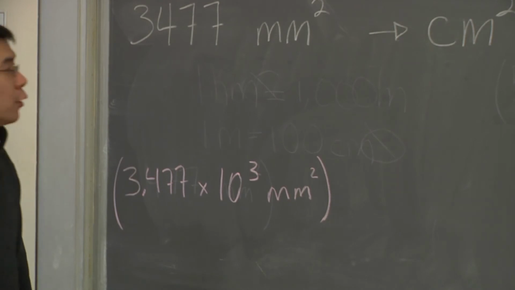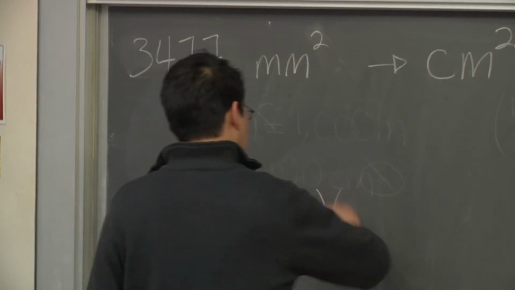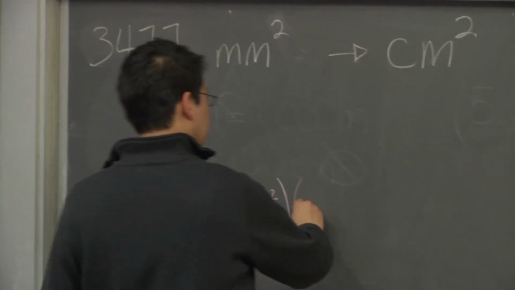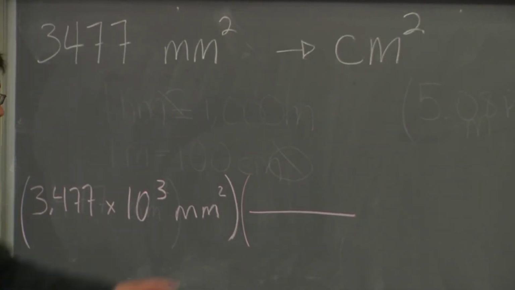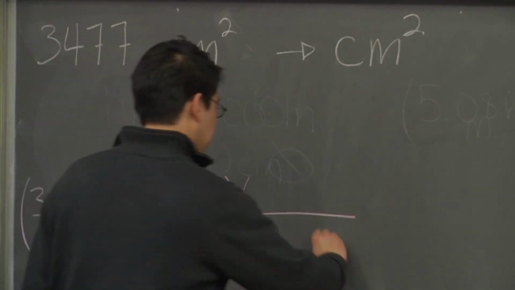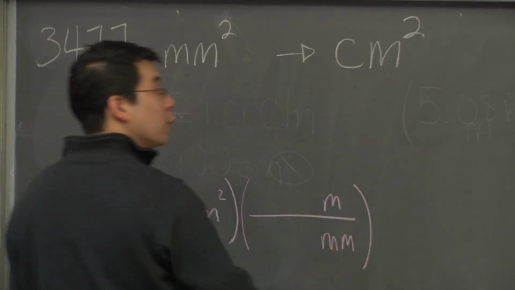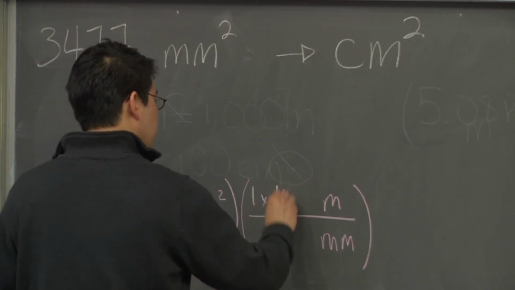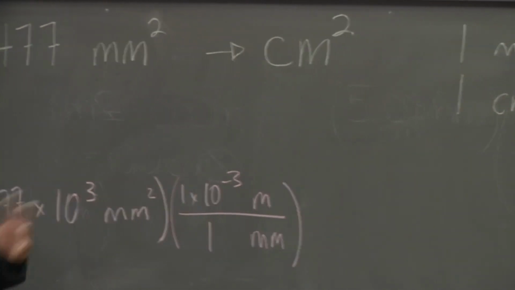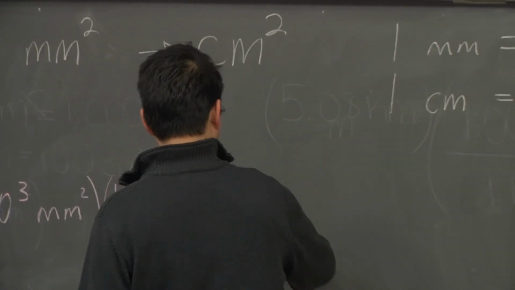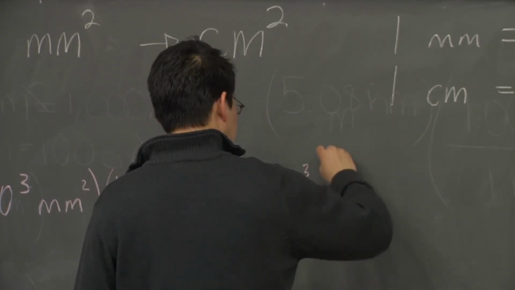Now what do I want to do? I want to go from millimeters squared first to meters squared. So the conversion here is, what goes on the bottom? Millimeters. And what goes on the top? Meters. And so I can say 1 millimeter equals 1 times 10 to the negative third meter. For now, I'm going to write it all out.